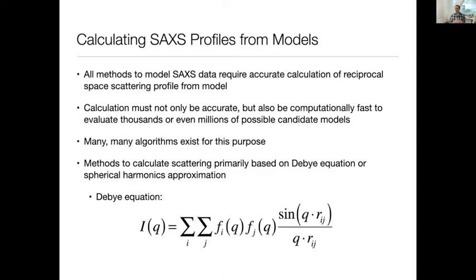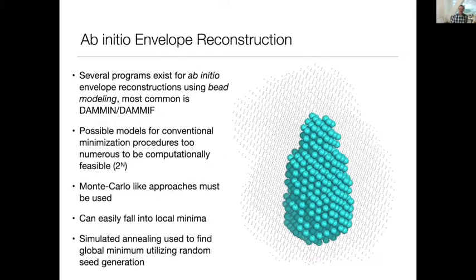There's molecular dynamics, there's implicit solvent, explicit solvent. All of them effectively boil down to a few different variations on this Debye equation. It could be the direct Debye equation, it could be spherical harmonics or Zernike polynomials or something like that. But they generally all boil down to some form of the Debye equation, some form of spherical averaging of the intensities. So I'll start with ab initio bead modeling.